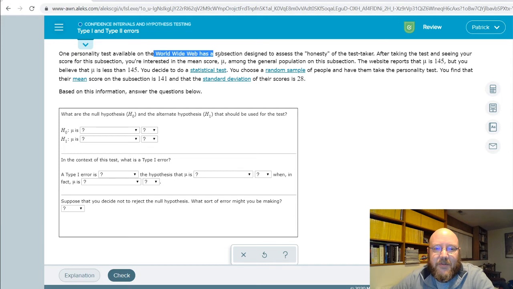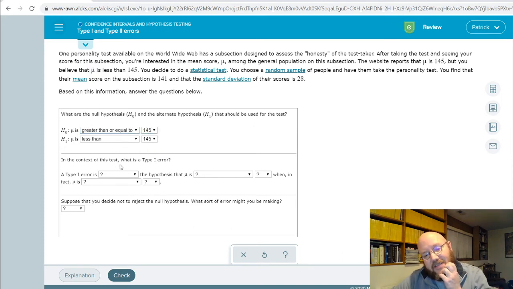A personality test available on the World Wide Web has a subsection designed to assess the honesty of the test taker. After taking the test and seeing your score for this subsection, you're interested in the mean score among the general population. The website reports that mu, the mean, is 145, but you believe that it's less than 145. So that's your alternate hypothesis, and of course your null hypothesis covers everything else. It's actually greater than or equal to 145.